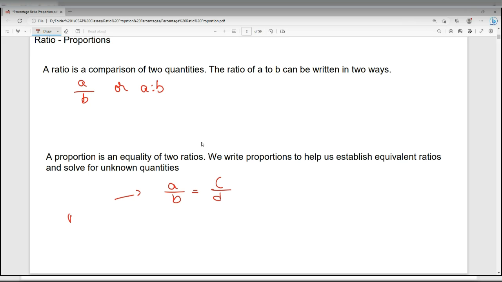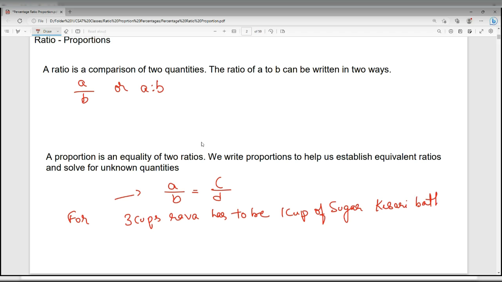quantity. For example, if 3 cups of rava has to be mixed with 1 cup of sugar to get a kesari bath or to get any sweet. Okay, so what we need is 3 cups of rava and 1 cup of sugar. So 3:1. So we have to mix rava and sugar in the ratio of 3:1.